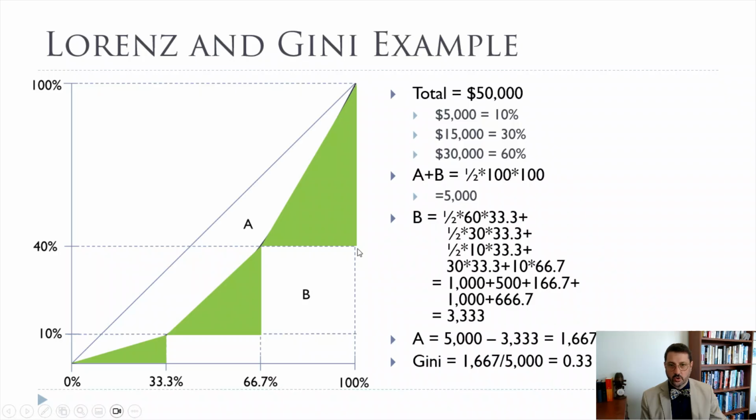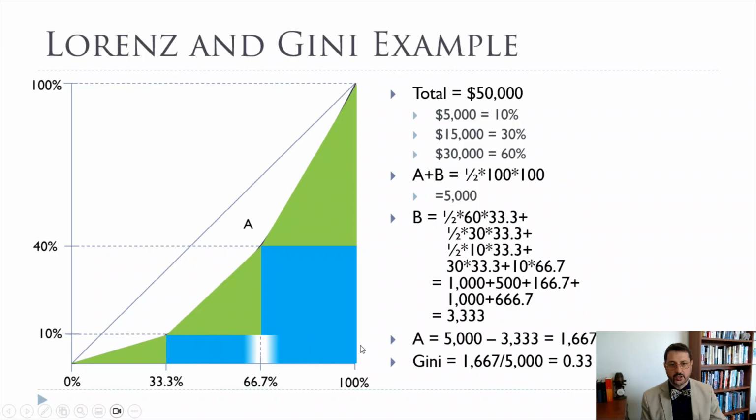Now the first rectangle we're going to calculate is right here. And it looks almost like a square, but the base is 33.3. The height is 30, 40 minus 10. And so that's our first rectangle. And then the last rectangle is going to be down here. So it's going to have a base of 66.7 and a height of 10. And so that is just 10 times 66.7.